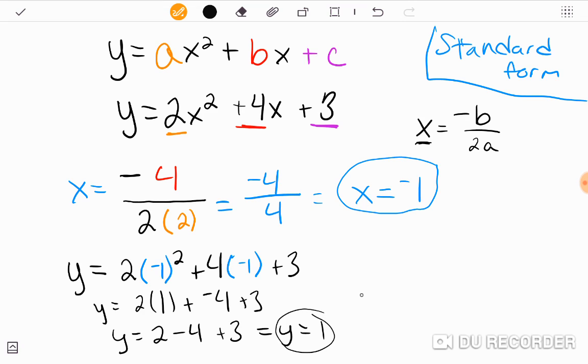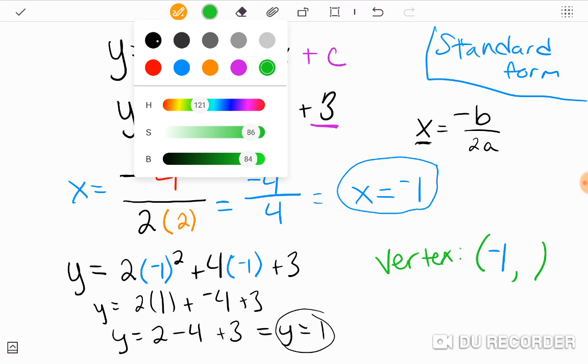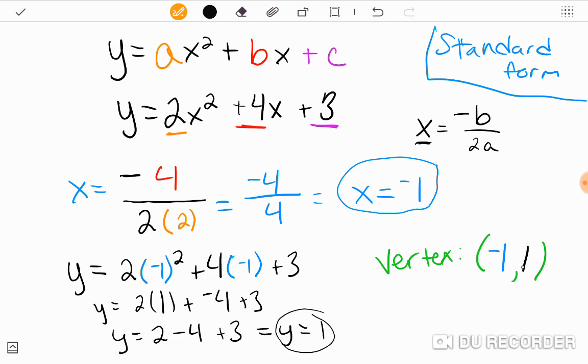That means if I were asked, what is my vertex? Let's make it a color that we haven't used, green. Alright, so my vertex, but actually, before, let's keep these colors the same here. The x value is going to be that negative 1, right? And then my y value is going to be from down here, 1. This is our vertex. We just found the vertex from standard form.